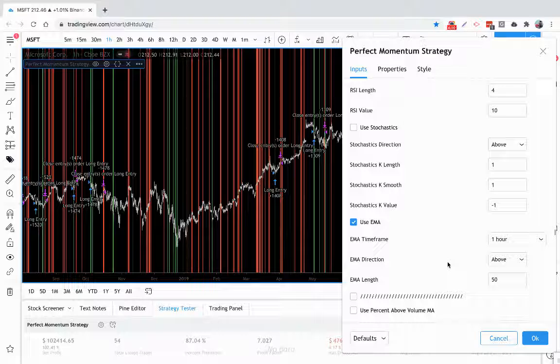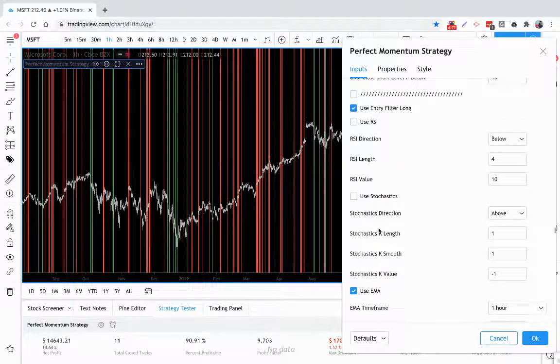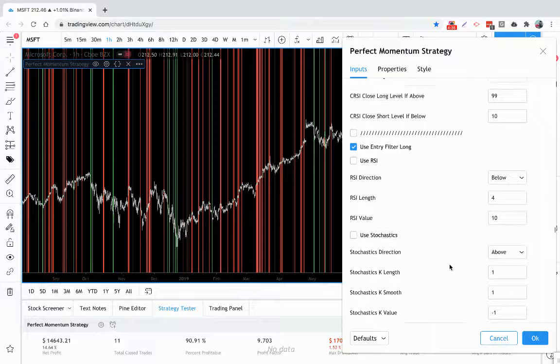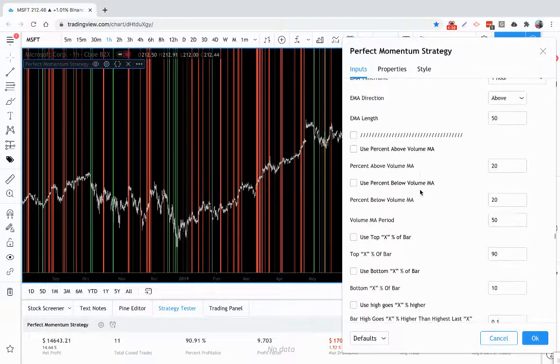We're filtering out some of the trades. That did not work as well. A lot less net profit. Good profit factor, but we could be getting more out of the market. So that's just to give you an idea of what you can do with this entry filter long. You can look for above or below the EMAs. Now underneath this initial entry filter, you have these other options here.